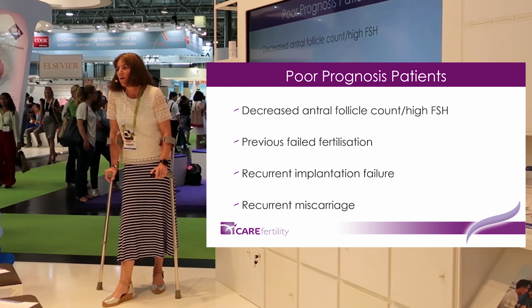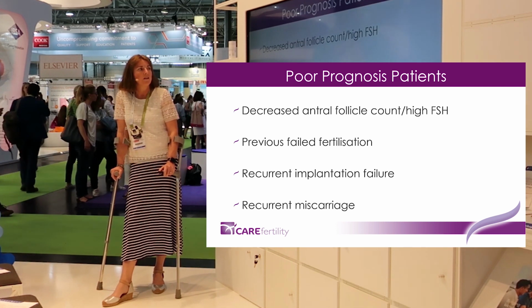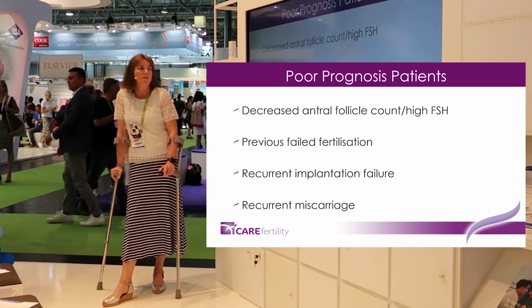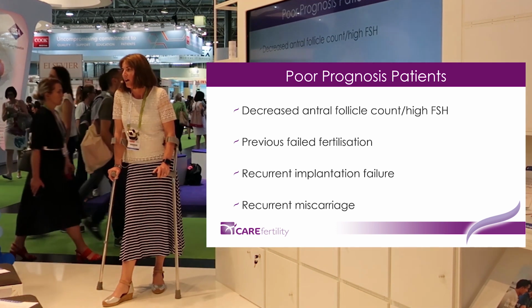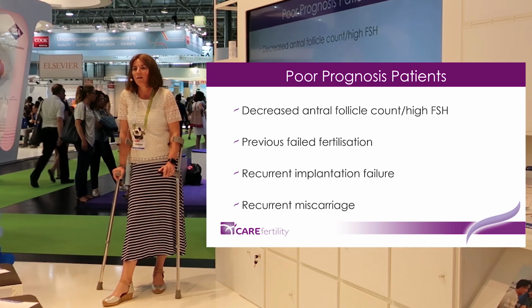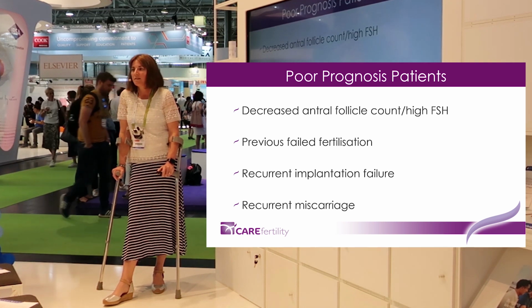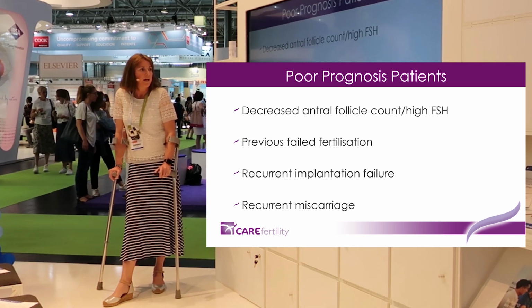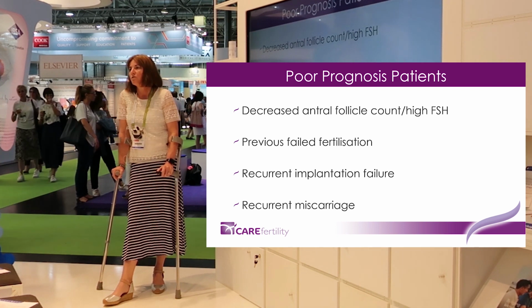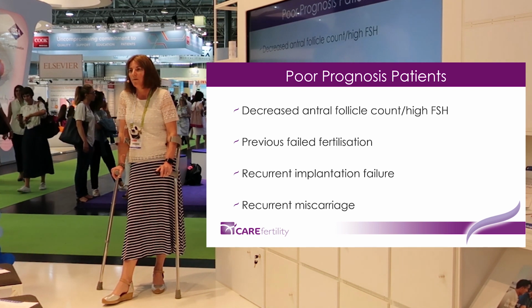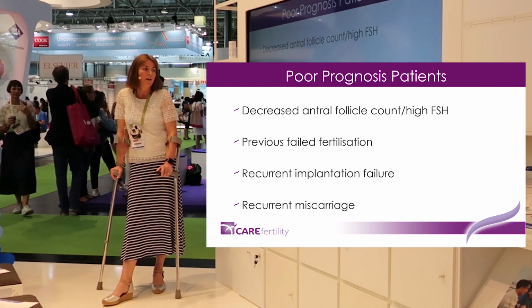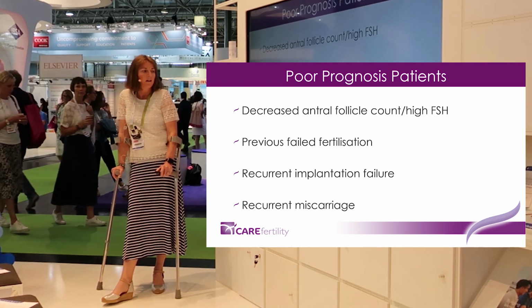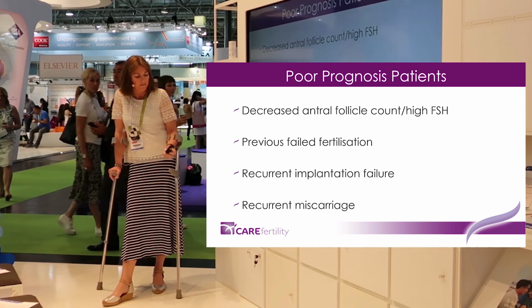So the poor prognosis patients I'm going to discuss are those with a decreased antral follicle count and a high FSH, those that are likely to have a low number of oocytes collected, patients with previous failed fertilisation or poor embryo development, patients that have had recurrent implantation failures or recurrent miscarriages.